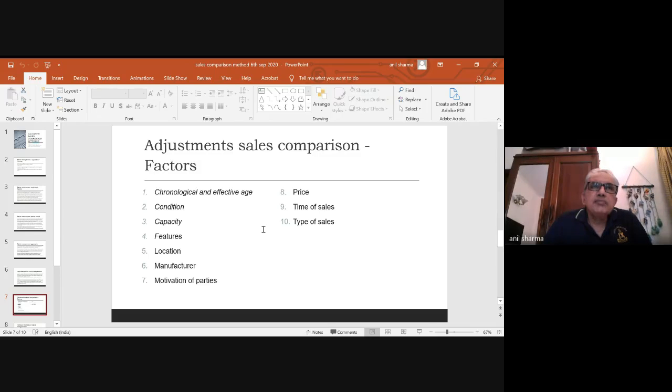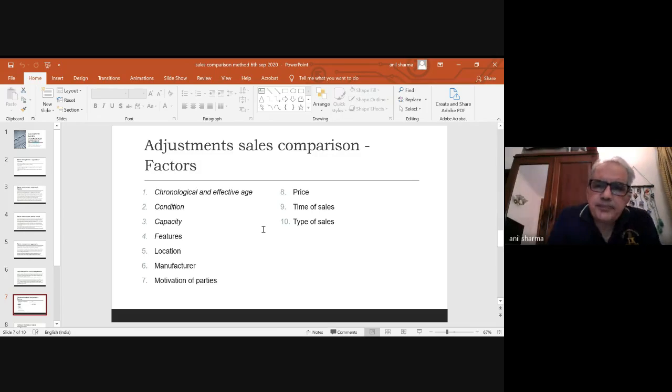Now motivation of parties. By this I think it means liquidation, for instance. Liquidation is a scenario that may change the motivation of the seller, right? The seller may have a very time-bound period in which he has to sell, right? So there is a distress. There's a distress on the owner that needs to be considered.